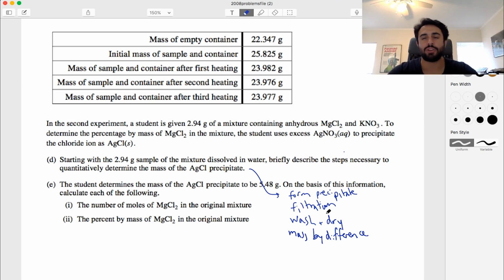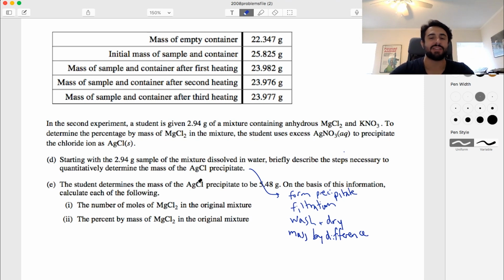So this is just making sure you understand conceptually what it is that we're doing. We're forcing a precipitate to form, right? And then we're getting data about that because all of the chloride in the silver chloride came from the magnesium chloride. That's the only source of chloride in there. So now we can move to the next one.